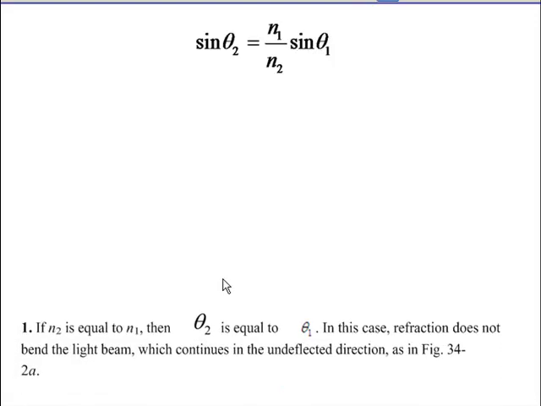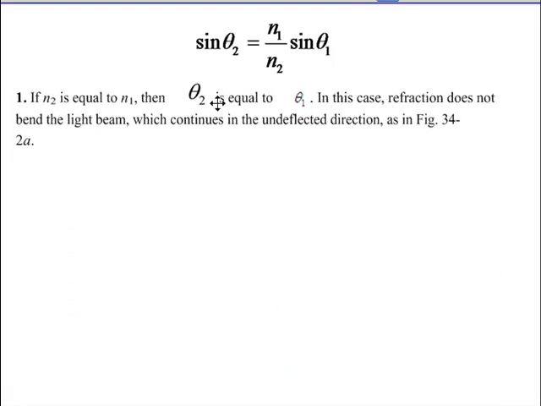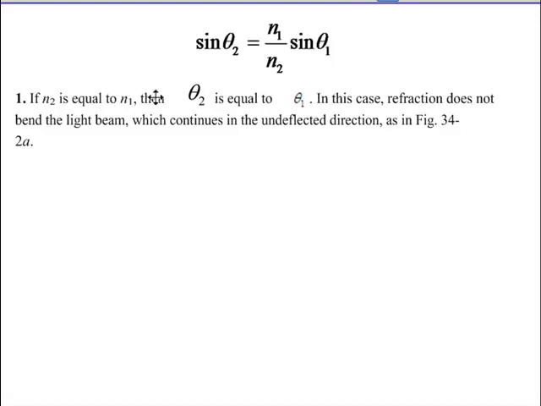Let's talk a bit more about refraction and Snell's law. We can rewrite it to solve for theta 2 by saying the sine of theta 2 is just n1 over n2 times the sine of theta 1. What does that tell us? Well, if n1 is equal to n2, then this is just 1. Sine of theta 2 equals the sine of theta 1, and so the two angles are equal. So that's the first key idea. If n1 is equal to n2, then theta 2 is equal to theta 1, and the refraction does not cause the light beam to bend.